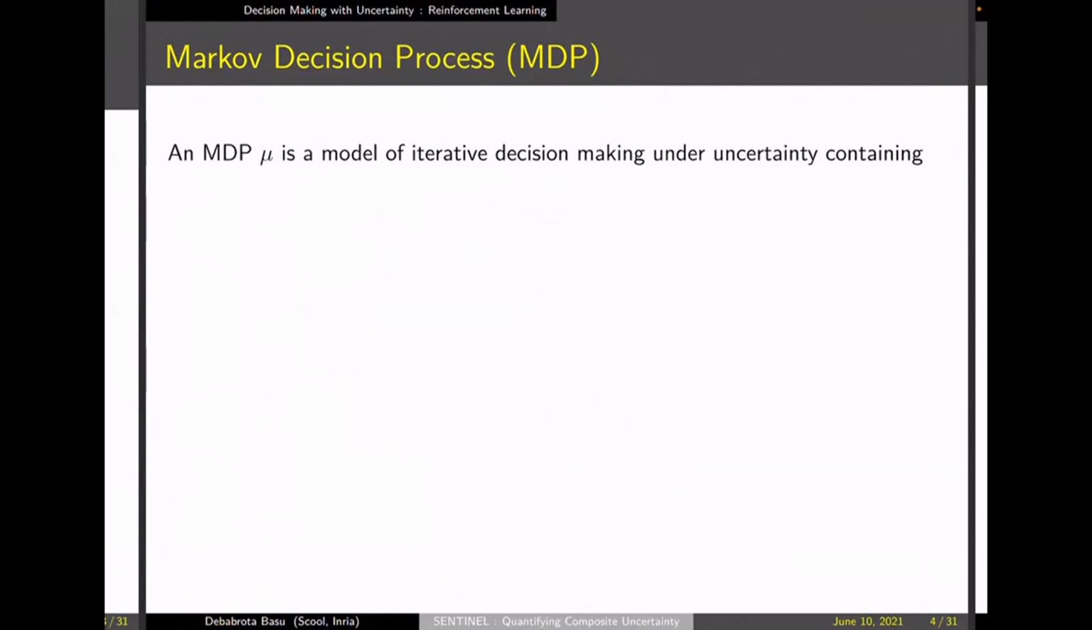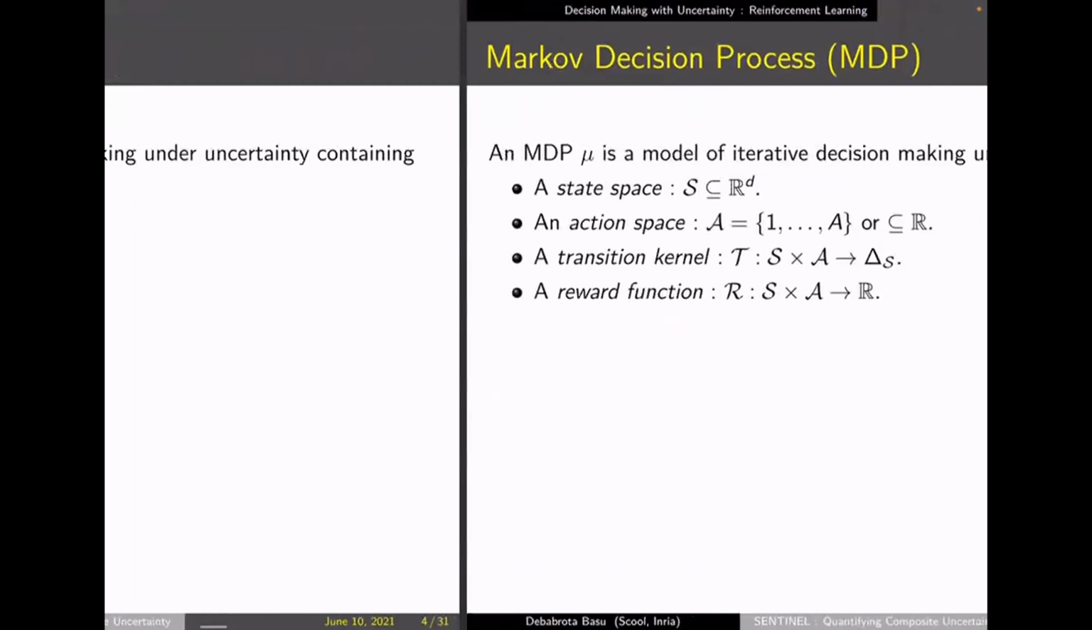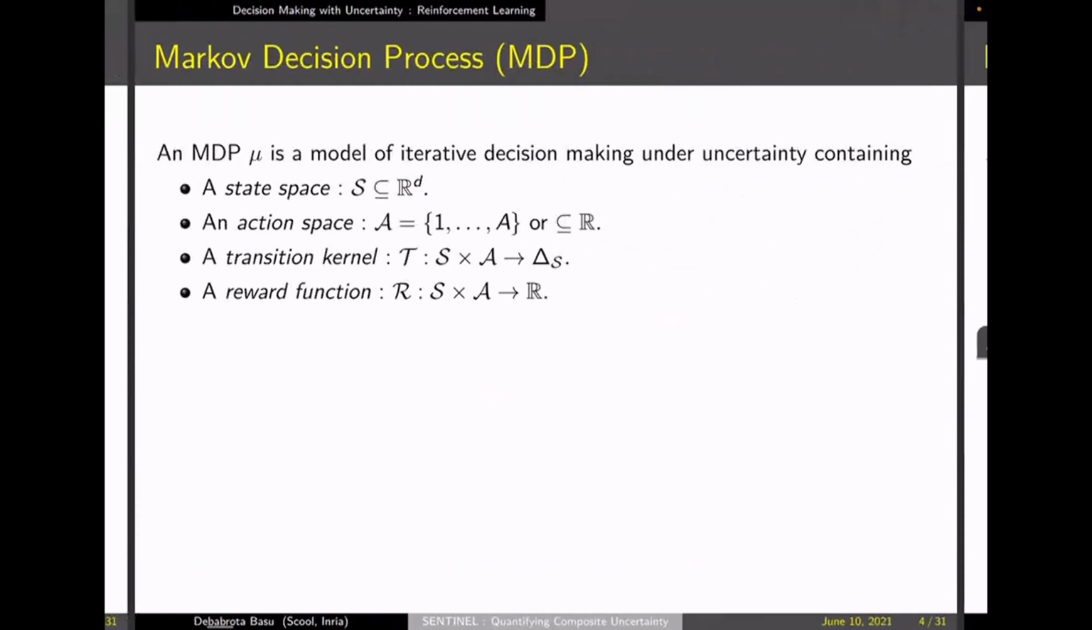So this model, as most of us know, is called the Markov decision process. The Markov decision process is actually a model of iterative decision making, because doing maths, we need to make models to make them tractable, or do something on them, or design algorithms. And this model can be represented using this thing.